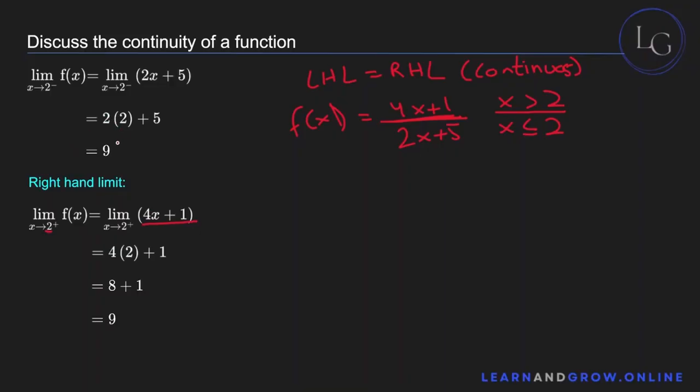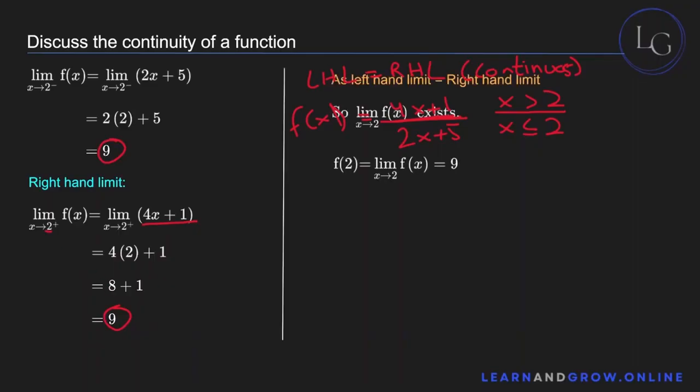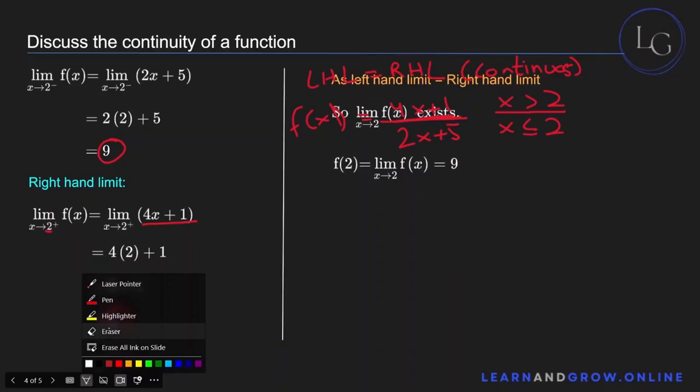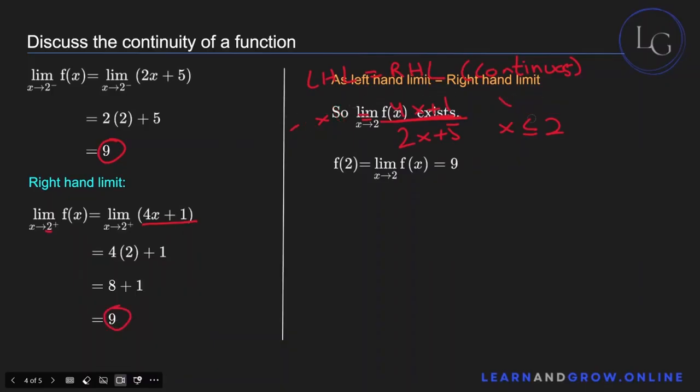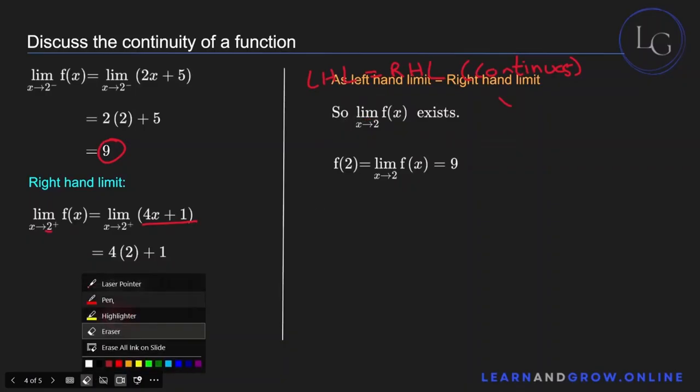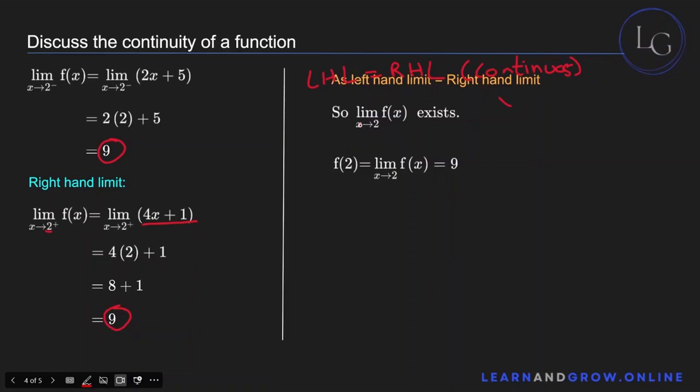So you can see that the left hand limit is equal to 9 and the right hand limit is also equal to 9. So you can see that the limit as x approaches 2 exists because the left hand limit and the right hand limit are equal. So the limit of f of x as x approaches 2 is equal to 9, and so the function is continuous.